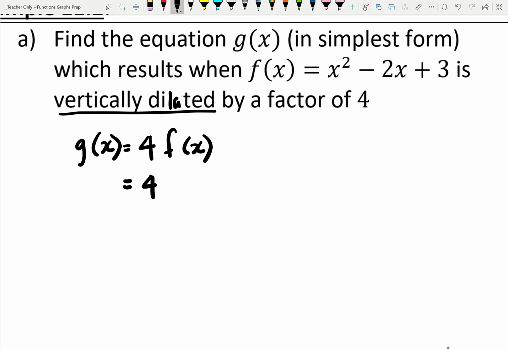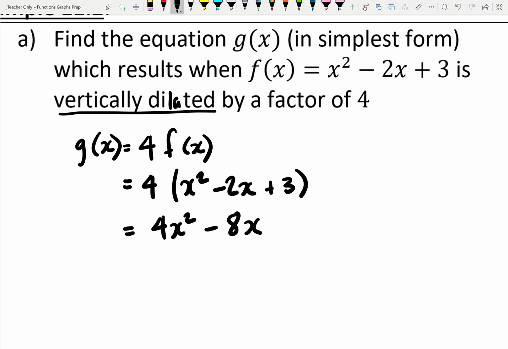So that's just going to be 4 times x squared minus 2x plus 3 equals 4x squared minus 8x plus 12. So fairly straightforward. Tips for new players, make sure you're putting the scale factor in the right place. If it's vertically dilated, it goes outside of the function. If it's horizontally dilated, it multiplies every x within the function.